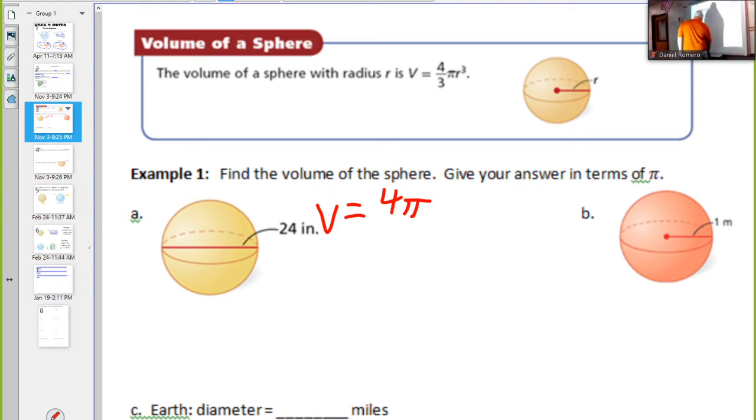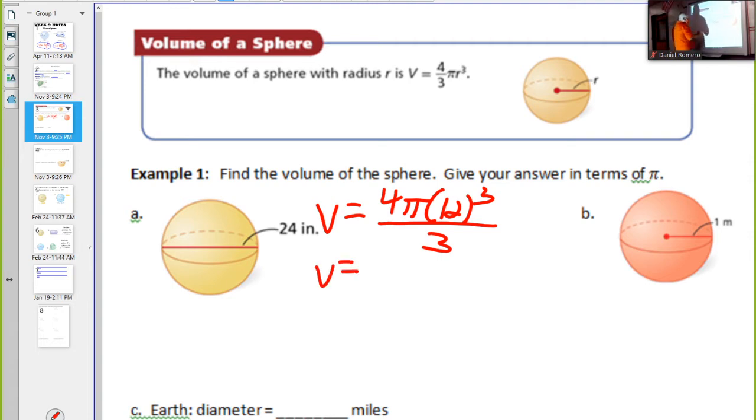What they're giving you is a diameter, so we want half the wall, 12 cubed over 3. So we'll use our trusty calculator. How many steps are from here between the answer? Up to you.